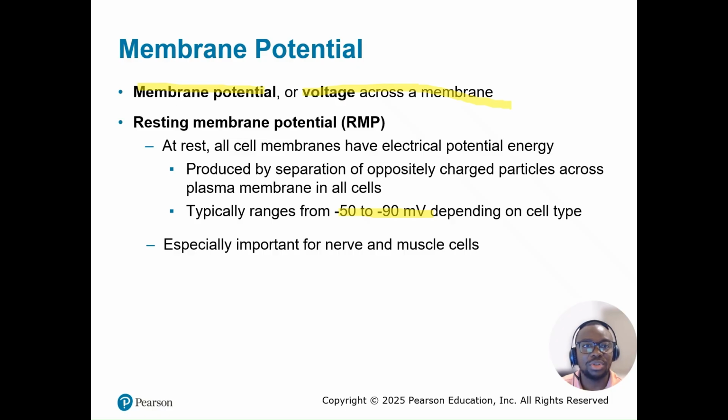The voltage or charge separation exists only at the membrane. While all body cells have membrane potential, it is especially important for nerve cells and muscle cells because they use changes in membrane permeability as a form of communication.